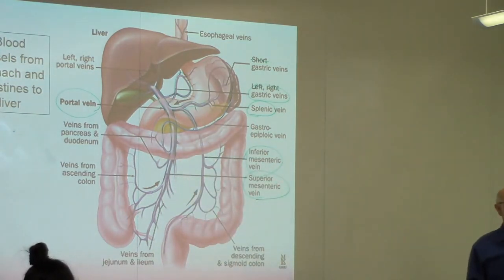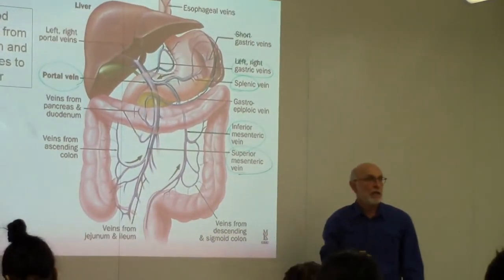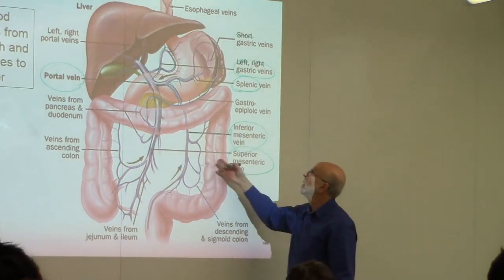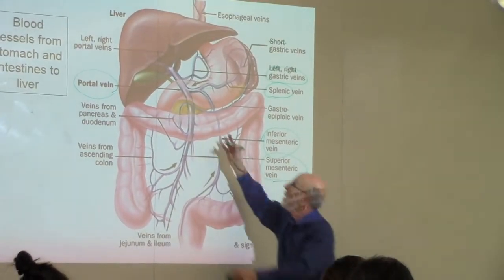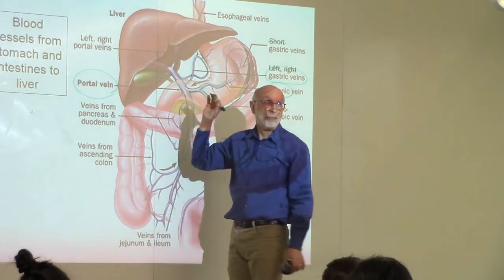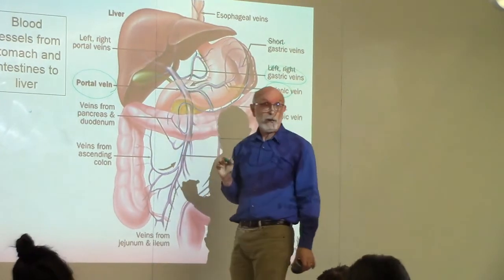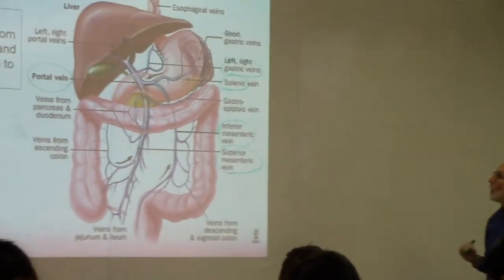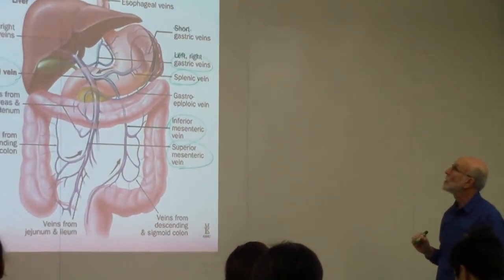The portal vein is the main vein that collects all of this nutrient-rich blood from the digestive tract, from the small intestine, large intestine, and stomach, and brings it to the liver. The portal vein. So the ones that I circled are the ones that you should know.